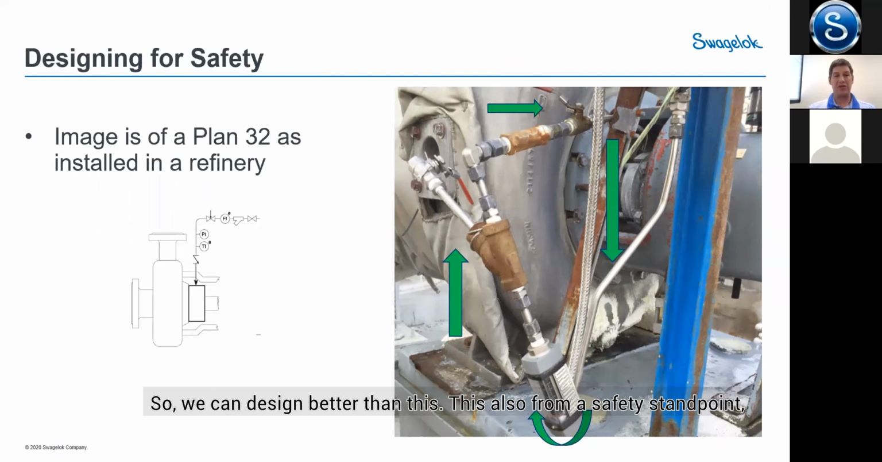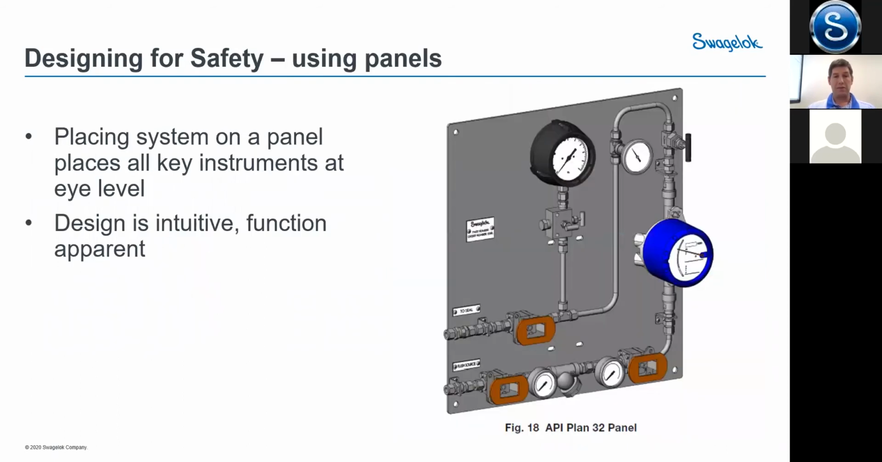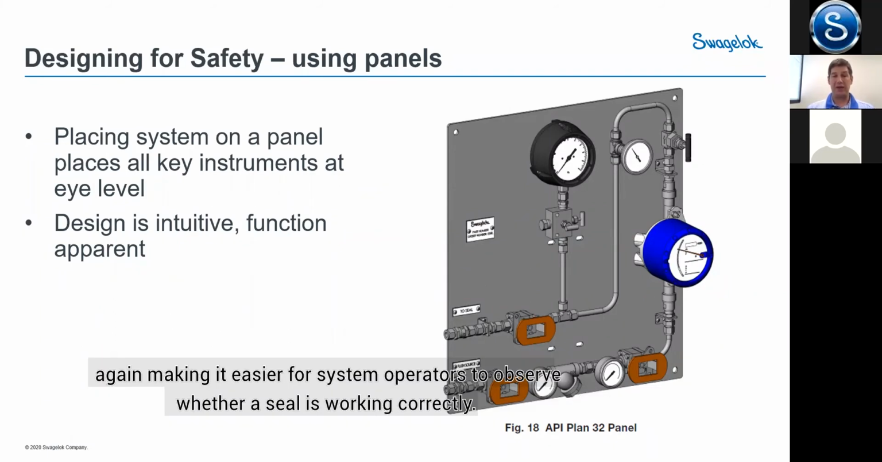This also, from a safety standpoint, the operator may not be able to really easily read this, so either they neglect to read it or it puts them in a bad position, maybe next to hot processes, trying to get a good read on that flow. So we can design this as a panel system. So this is that same Plan 32, only put up on a panel where it's at eye level. Again, making it easy for system operators to observe whether the seal is working correctly.